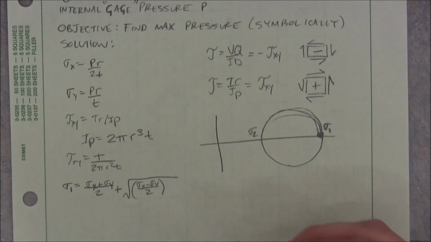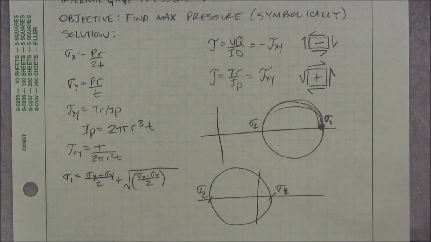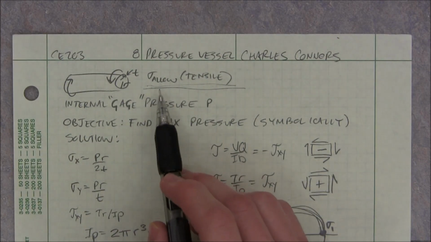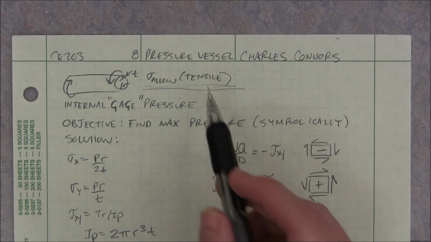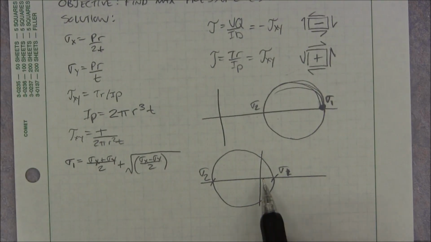So another situation would be, what happens if my sigma 2 is greater negatively than my sigma 1 is positively? Then shouldn't sigma 2 break first? Well, that's both true and untrue. Let me explain. We're specifically given a sigma allow for tensile strength. That means that it has to be in the positive range.